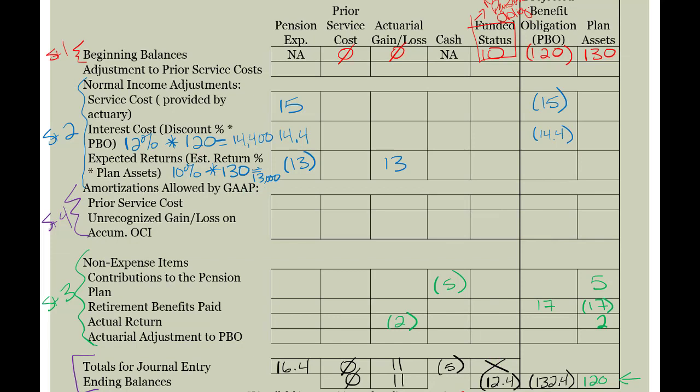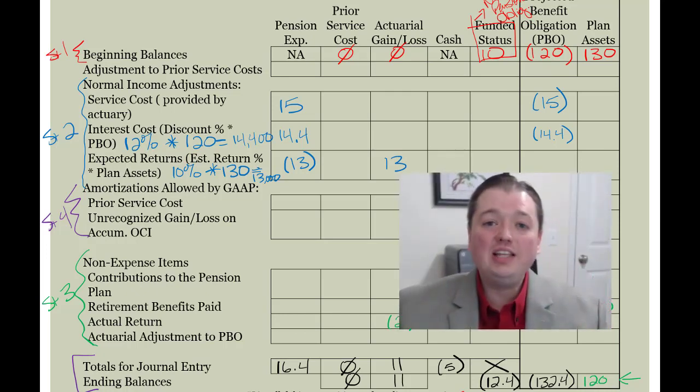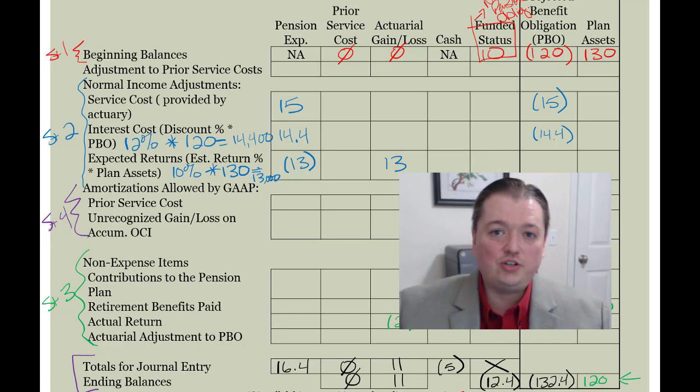Now that I've got these numbers, I get to do my journal entry. Man, I've been waiting for this, let me tell you. Hold it, time out.